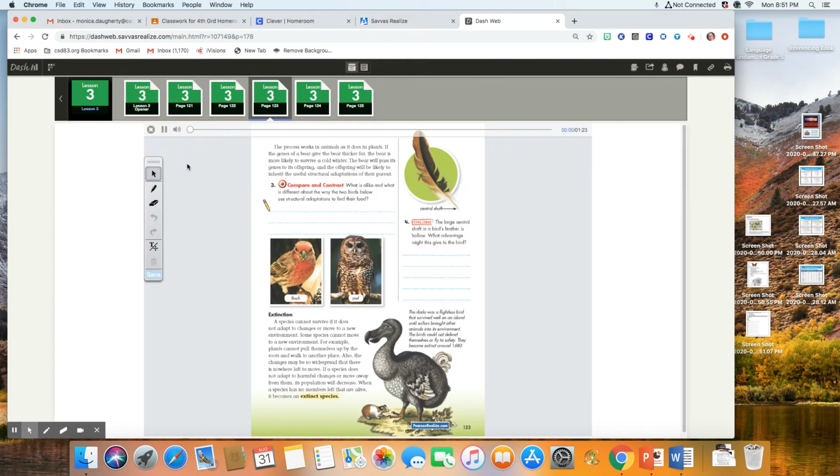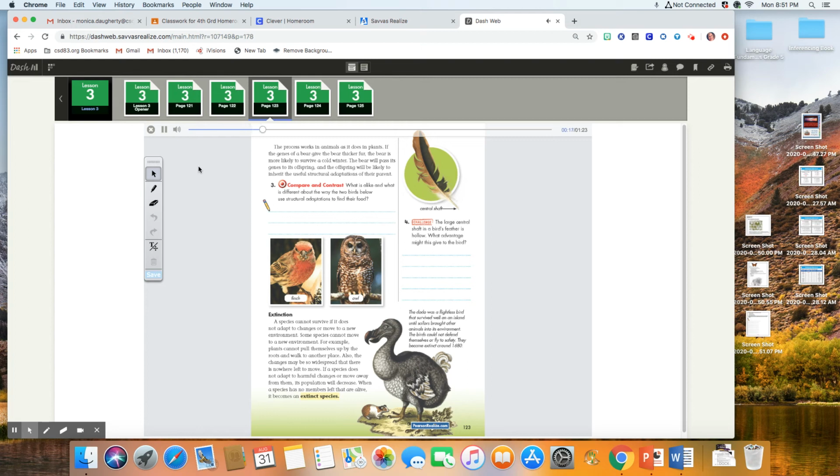The process works in animals as it does in plants. If the genes of a bear give the bear thicker fur, the bear is more likely to survive in cold winter. The bear will pass its genes to its offspring, and the offspring will be likely to inherit the useful structural adaptations of their parent.